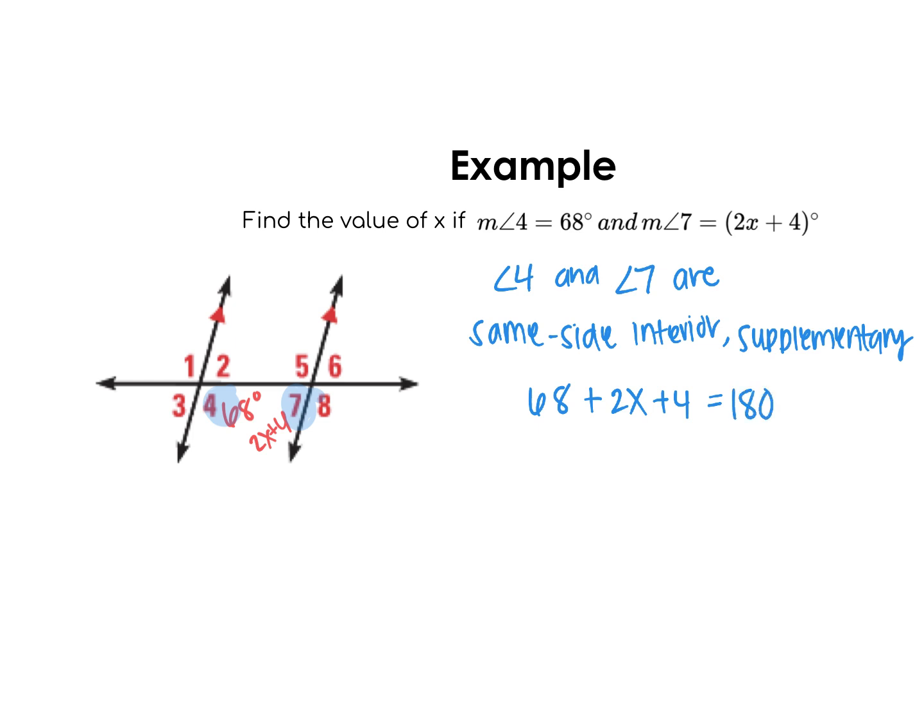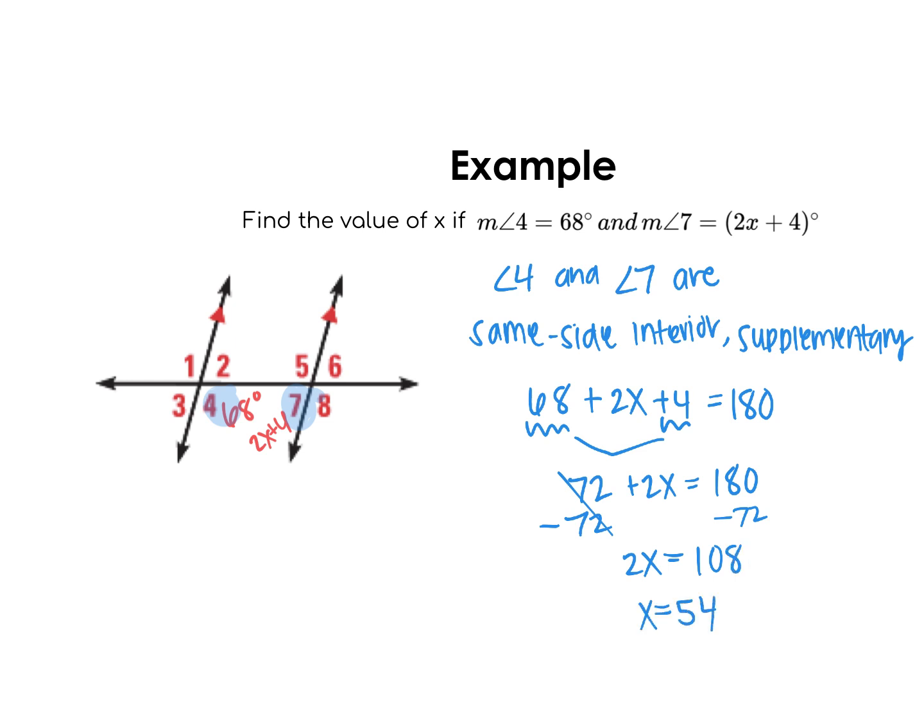In which case now we can combine our like terms and solve. So I'm going to add my like terms 68 and 4 to get 72. That'll leave us with 72 plus 2x is equal to 180 degrees. Solving for x now, we're subtracting 72. That leaves us with 2x is equal to 108. Dividing by 2, oh my gosh, that ends up to be 54 also.